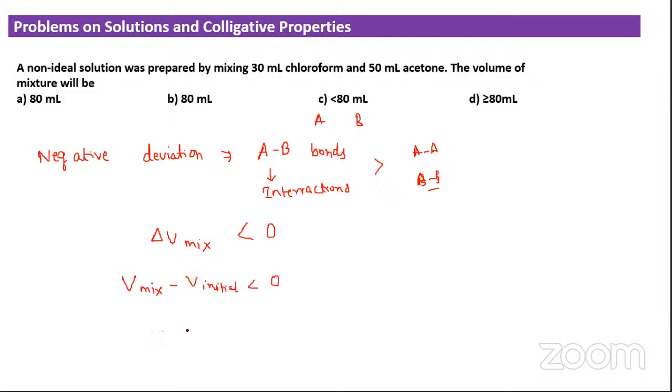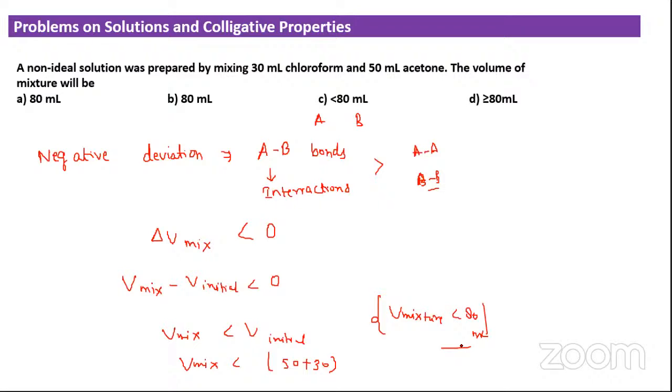So volume of mixture will obviously be less than initial volume, or initial volume we have 50 ml acetone plus 30 ml chloroform. So obviously volume of mixture will be less than 80 ml for this particular case. ठीक है, इजी वो क्वेश्चन.